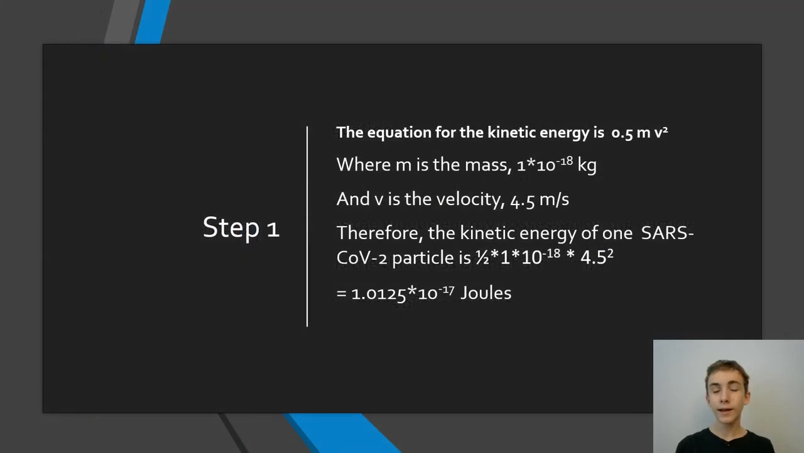Step 1. To calculate the kinetic energy of one SARS-CoV-2 particle, first we need to know the equation for calculating kinetic energy, and that is half times the mass of the object times the velocity squared. And for one SARS-CoV-2 particle, the mass is 1 times 10 to the power of minus 18 kilograms, and the velocity is 4.5 meters per second. Therefore, the kinetic energy of one SARS-CoV-2 particle is half times 1 times 10 to the power of minus 18 times 4.5 squared, and that equals 1.0125 times 10 to the power of minus 17 joules.